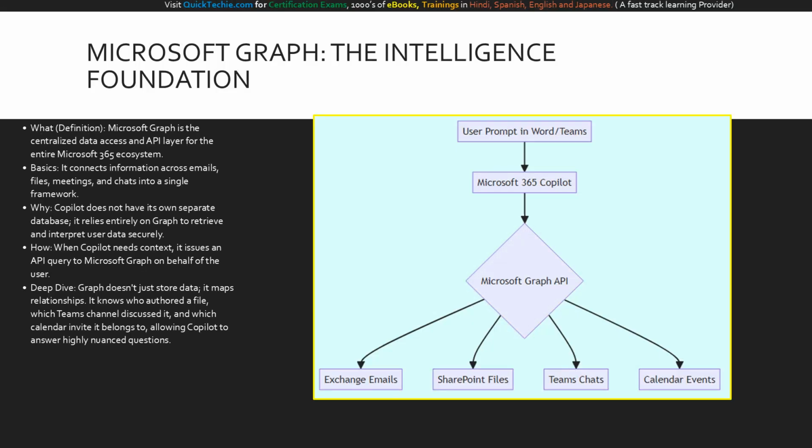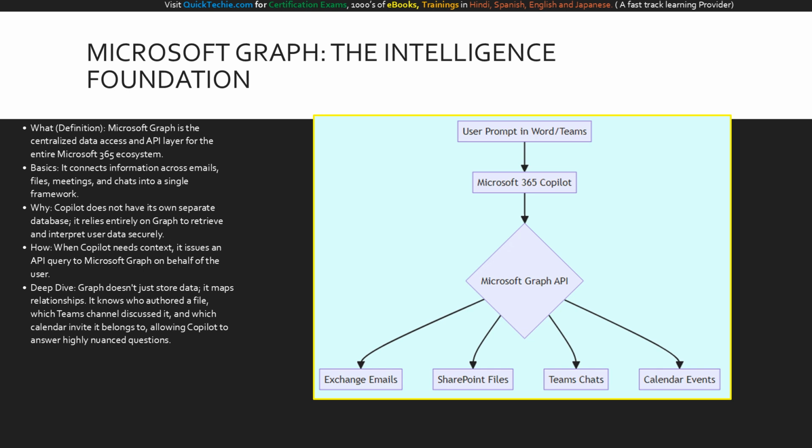Microsoft Graph is the central nervous system of Microsoft 365. One of the biggest misconceptions about Copilot is that it somehow ingests or sees all of your company's data at once. That is entirely false. Copilot doesn't have a massive, secret database of your tenants' files. Instead, every single time Copilot needs to access data, it must go through Microsoft Graph.